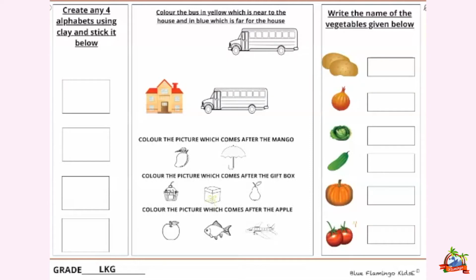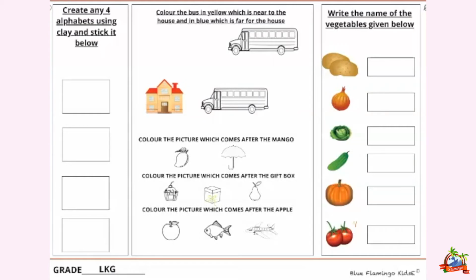In this sheet, we are having 3 different parts in which we will get to know about 3 different subjects. So the subjects are English, Maths and EVS. Let us start with our first subject of the sheet, which is English.